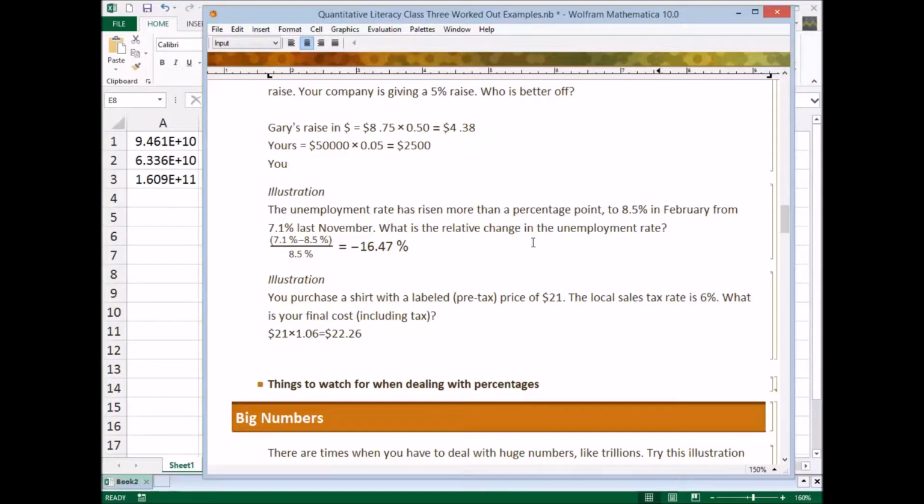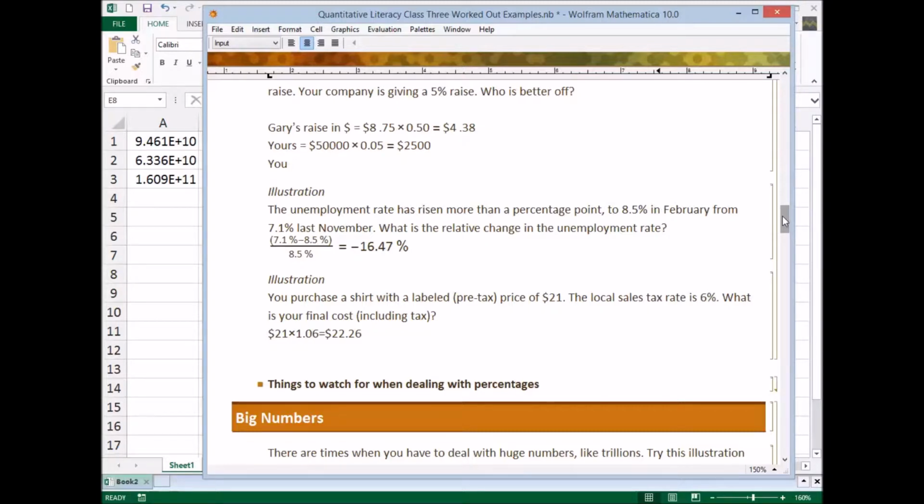All right, here's the one that you probably know. You purchase a shirt with the labeled, or the pre-tax, price of 21 bucks. The local sales tax rate is 6%. What is your final cost? What's the amount you pay including tax? Well, it's an increase of 6%. So you do 1 plus 0.06, which will be 1.06, and multiply that by 21. And you round it to 2 decimal points because that's how far we go in the real world. So $22.26.